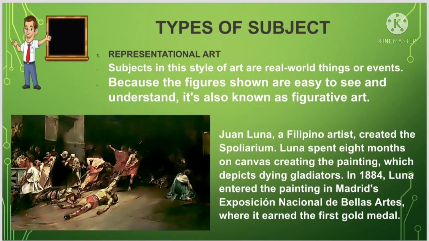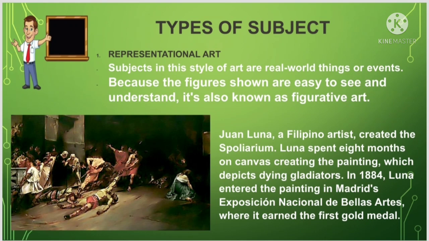Next, let's proceed to the discussion of the subject, which is the types of subject. First one is the representational art. So what is representational art? Subjects in this style of art are real-world things or events because the figures shown are easy to see and understand. It's also known as figurative art. Okay? We are focusing on the real world.